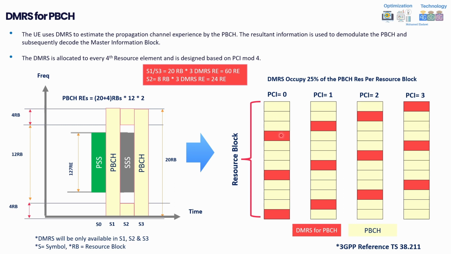So if you want to calculate in general, in total, how many resource elements are being occupied: you can see here you will have 20 resource blocks, and each resource block will be using 3 for DMRS. So we'll have around 60 resource elements being used. And if you're speaking about the second symbol, it's only 8 resource blocks, each using 3 DMRS. So in total, it will have around 24 resource elements. At the end, this is occupying 25% of the resources of the broadcast channel.